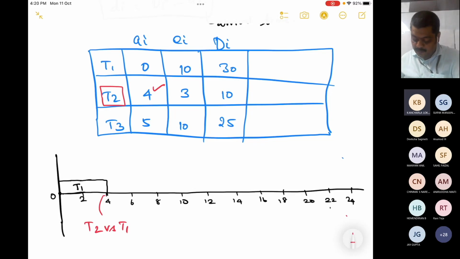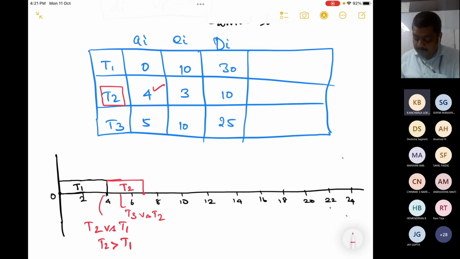Now T2 versus T1. T2 has more priority than T1 because the deadline is earlier, so T2 runs now. At 5 time units, another task is ready: T3 releases. Now at time 5, T3 versus T2. Again T2 wins over T3, because its deadline is earlier. So T2 continues till 7. T2 runs 4, 5, 6, 7 and completes its job.